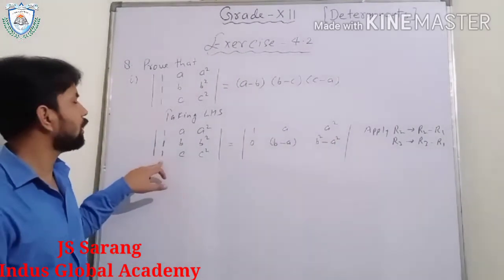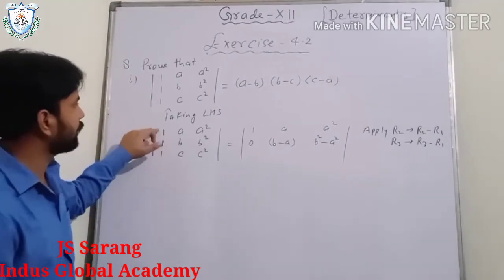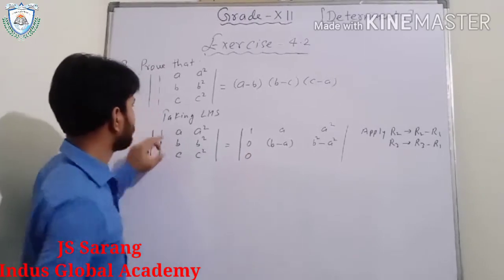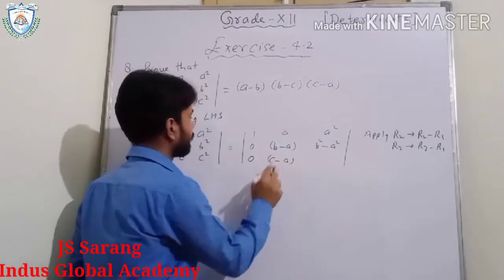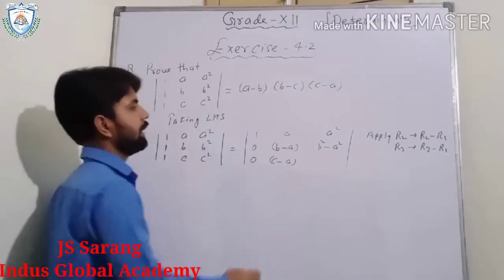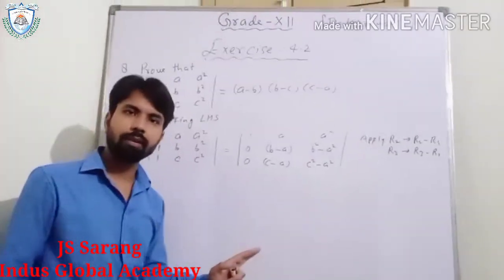Similarly, we will apply the operation in R3. So R3 minus R1. So 1 minus 1, 0. C minus A and C square minus A square. Hope it is clear to everyone.